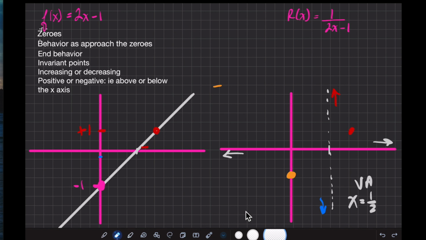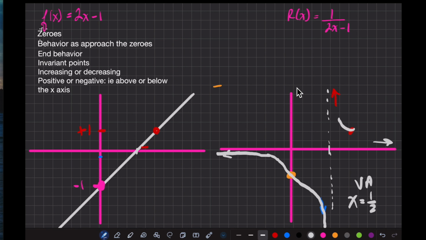Okay, here we go. We have the reciprocal graph. It approaches 0 as you're heading towards negative infinity. It's going to come through that invariant point, and then it's going to approach negative infinity as it approaches the vertical asymptote. Up here, as the graph approaches the 0 from the right, it's going to approach positive infinity. And the end behavior is going to have it coming towards 0 as x approaches positive infinity. So here is our graph.